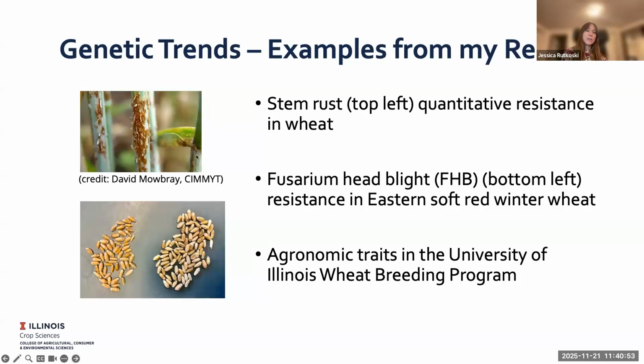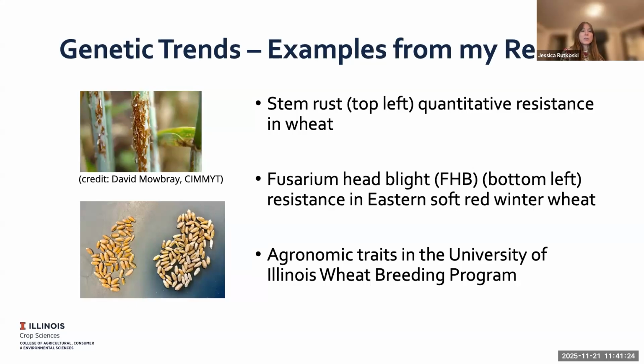resistance. Stem rust is the disease in this picture, upper left here. And it was a big problem. It still is a problem, but especially 10, 15 years ago, there was a new race that emerged. So there's a big need for more quantitative resistance that was going to be durable to changes in the pathogen. And so I worked on that. I'll talk about that in the upcoming slides.